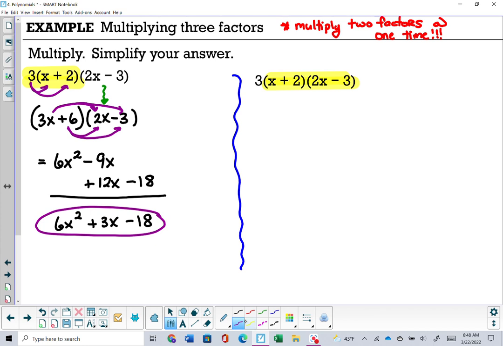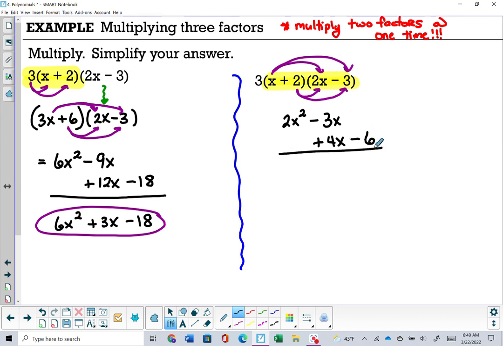So I'm going to start with distributing the x to the 2x minus 3. That's going to give me x times 2x gives me 2x squared, and x times minus 3 gives me minus 3x. Okay, distribute the 2 to the 2x minus 3. So 2 times 2x gives me positive 4x, and 2 times the minus 3 gives me minus 6. So those four terms, let's simplify that. We have 2x squared minus 3x plus 4x gives me plus 1x, and then minus 6.